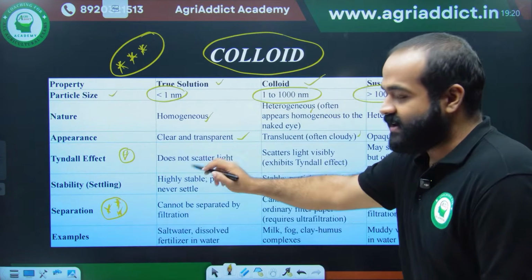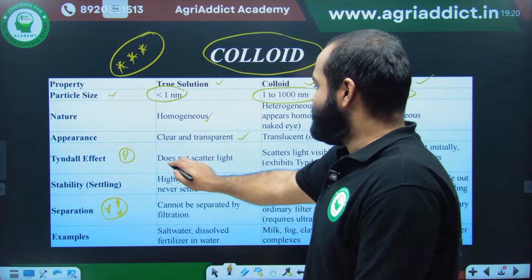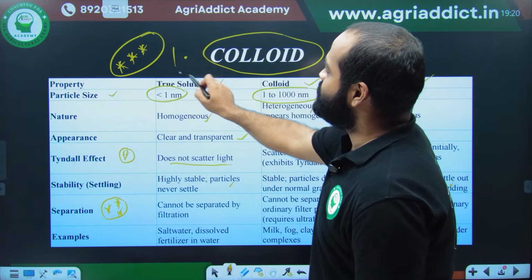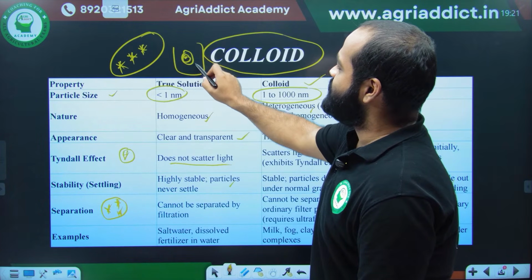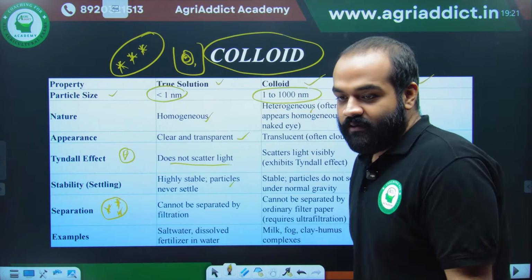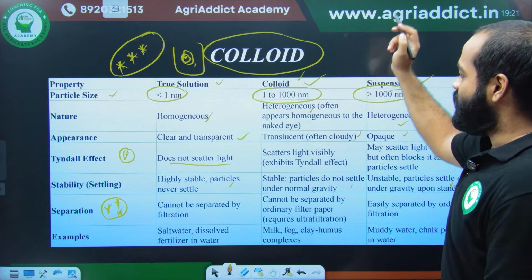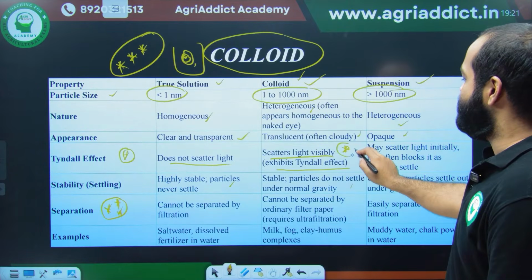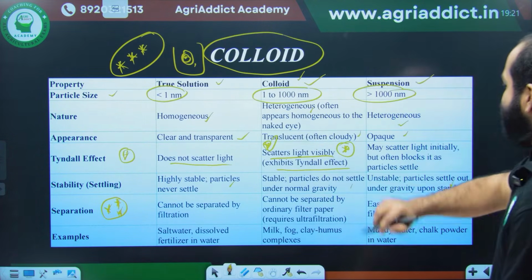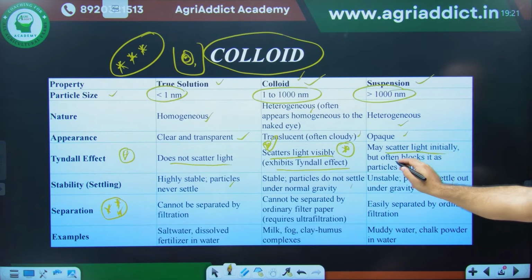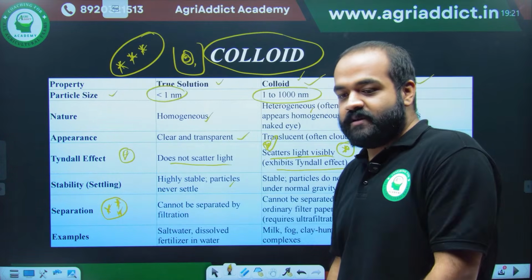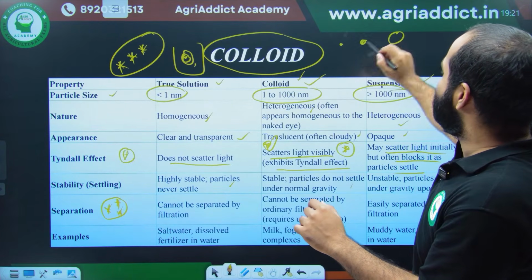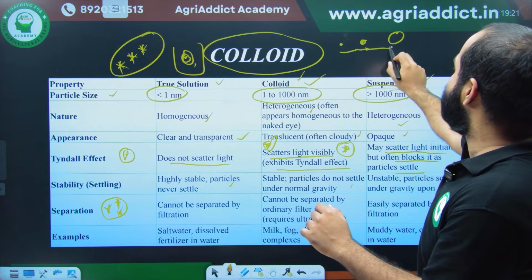Tyndall effect. I think you all know, it is a scattering of light. A true solution does not scatter light because light will pass through it, because the particles are so small, and after hydration and solution, the light can directly pass through it. Whereas a colloid scatters light visibly and exhibits the Tyndall effect in a major way. This is a very important point. A suspension may scatter light initially, but often blocks it as particles settle. So think of it simply as, the bigger the particle size gets, the more it goes from true solution to colloid to suspension.